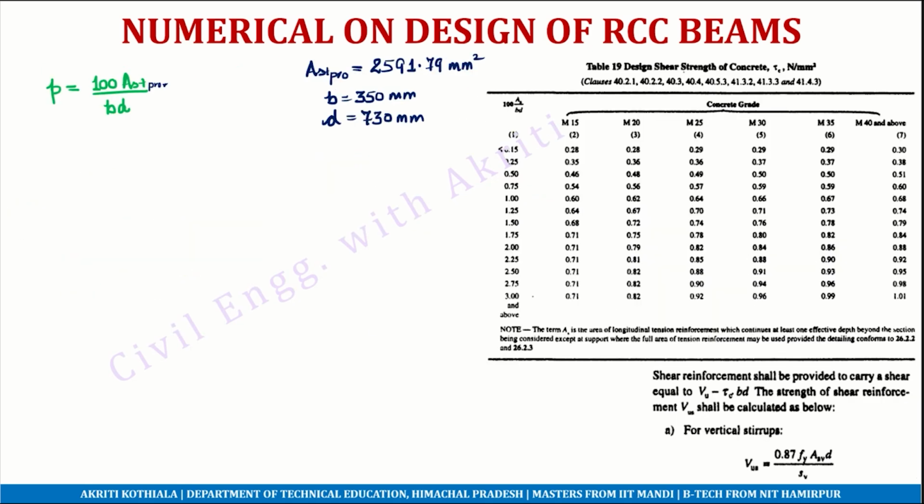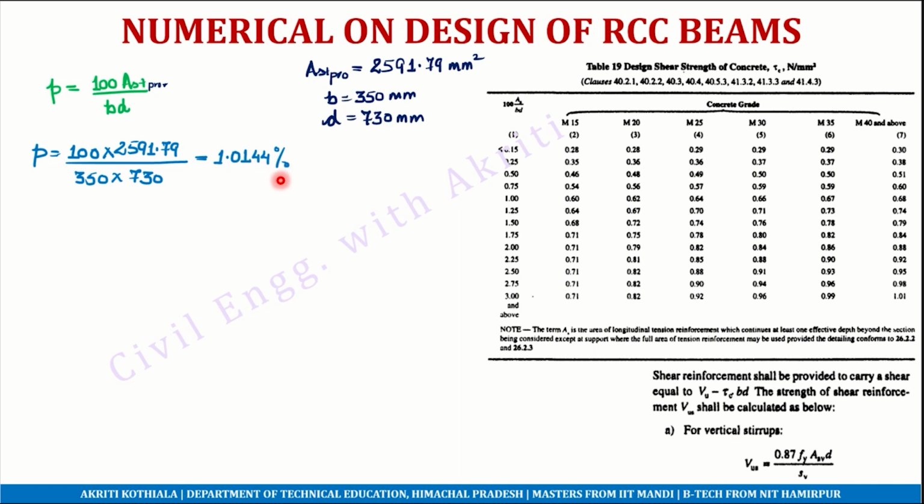Moving on to table 19, we have to calculate the design shear strength of concrete. How much shear can concrete resist? So to calculate tau C, first we will have to calculate the percentage of steel which we have provided, the value of P. To calculate the value of P, we need the value of provided AST, which we have computed as 2591.79 millimeters square in the previous steps.